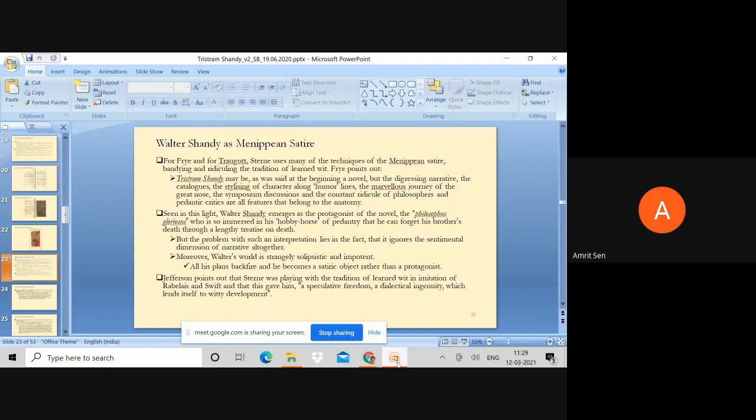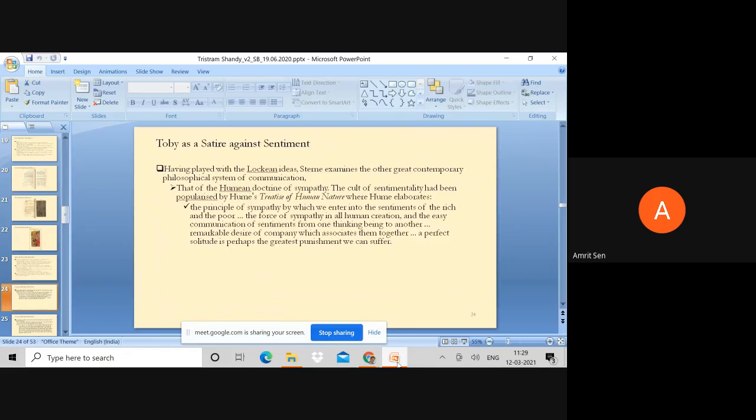It becomes part of a Menippean tradition where Sterne is attacking the idea of the philosophus gloriosus. And Toby, similarly, is not a character at all. He is an attack against the sentimental naive, right? Somebody who is always perpetually engaged in sentiment, and every experience is defined in terms of sentimental expression. So that is Hume.